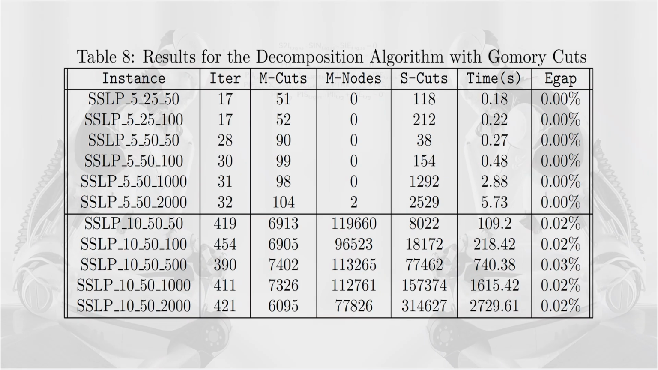Table 8 reports the results using the decomposition algorithm with the single cut implementation. The columns iter, M cuts, M nodes, S cuts, time, and E gap indicate the number of iterations, the total number of cuts generated by CPLEX over all iterations for solving the master problem, the total number of branch and cut nodes over all iterations used by CPLEX for solving the master problem, the total number of Gomory cuts generated in the second stage, the solution time and the end gap at termination.